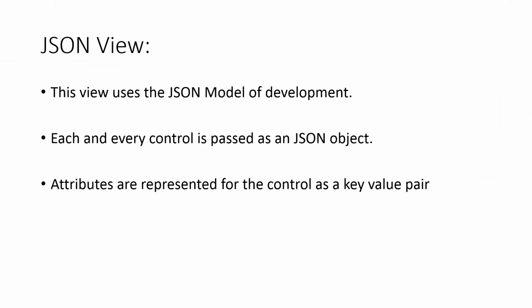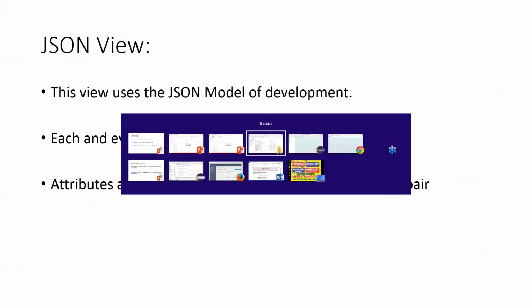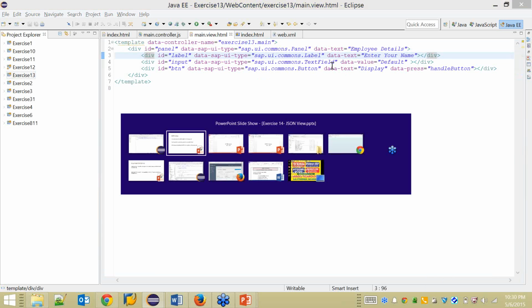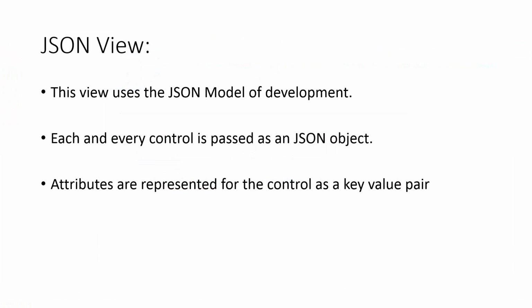The object is going to contain some important information, like what is the type of control that it has to create and what are the attributes that it has to fill for that particular control. It's exactly the same as the div tag that we created. In the div tag, I specified the type I wanted to create and the properties I wanted to fill as attributes. But here in this JSON mode, it is going to be an object, and inside the object I'm going to represent everything as a key value pair.